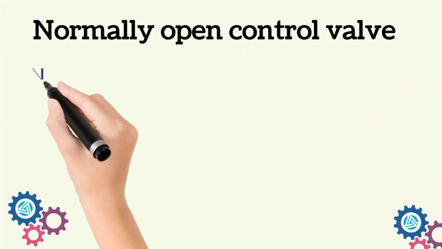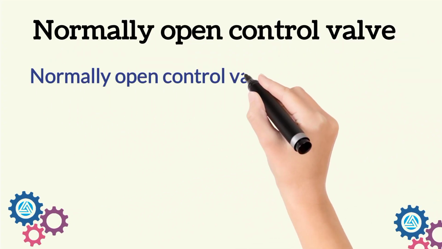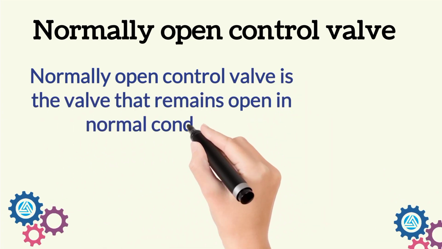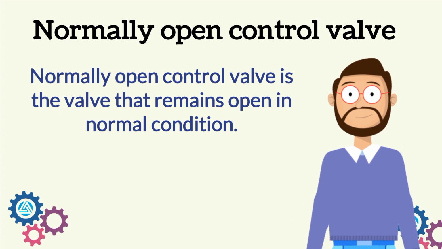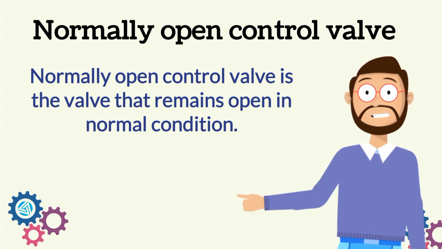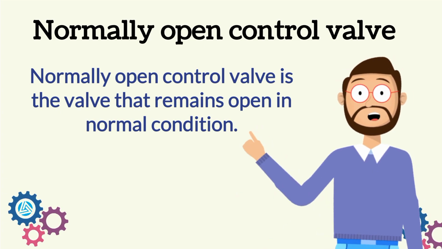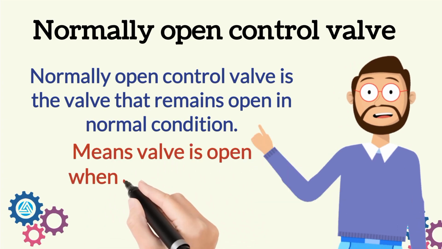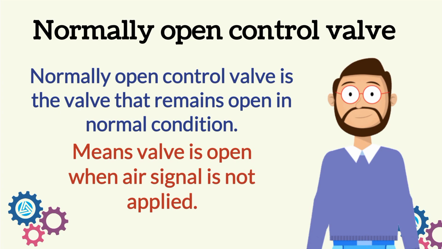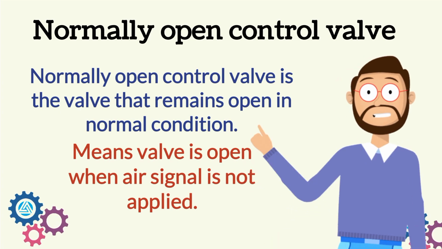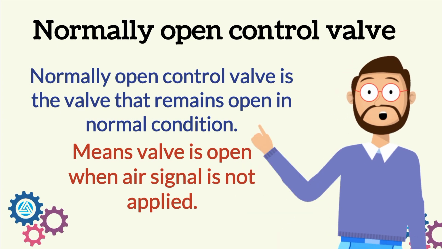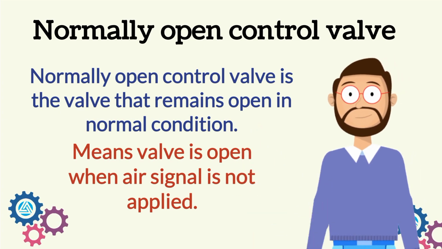First, we will discuss normally open control valve. Normally open control valve is the valve that remains open in the normal condition. Now, what is the normal condition of a control valve? Normal condition of a control valve means without the air signal. Control valve is operated by the air signal, so its normal condition is the absence of air signal. So a control valve that remains open in the absence of air is known as normally open control valve.